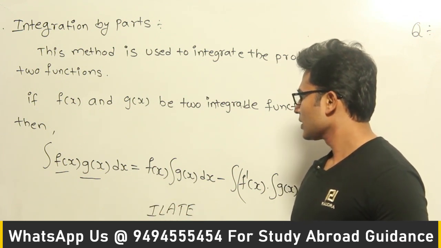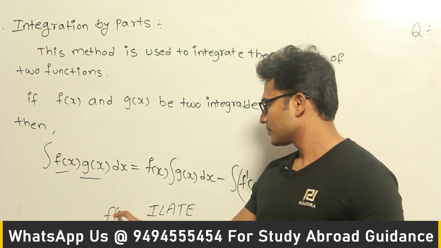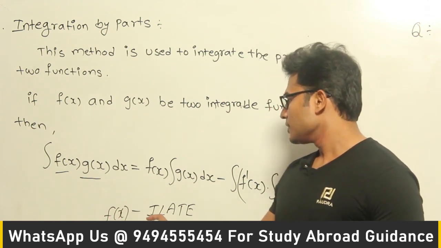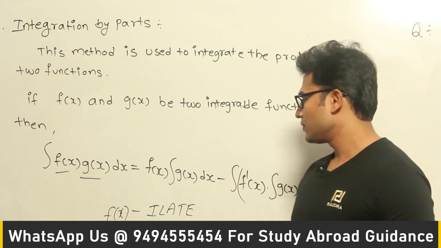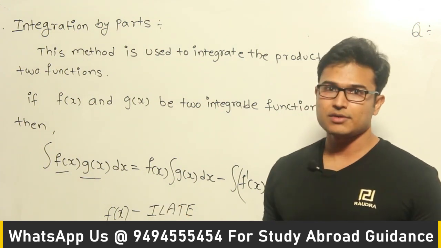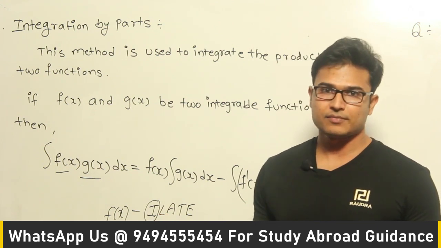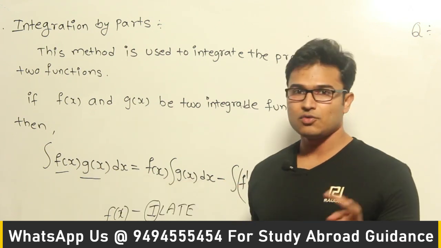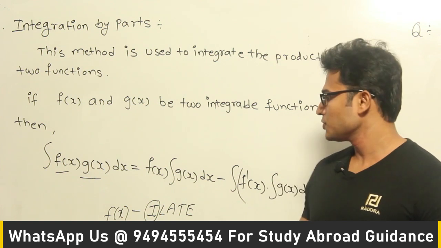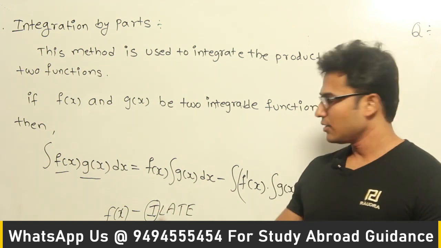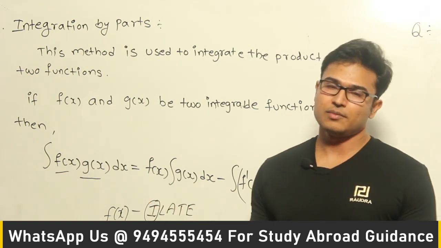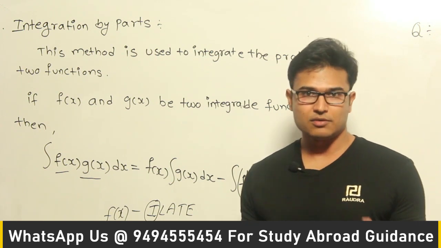Highlight. So for f of x, you always go in this priority, which means if there is any inverse trigonometric function, then you take it first. I means inverse trigonometric function. If you have two functions, f of x and g of x, and if one of the functions happens to be an inverse trigonometric function, then you assign it to f of x and the remaining one to g of x. That way if you solve it, it will be easy.